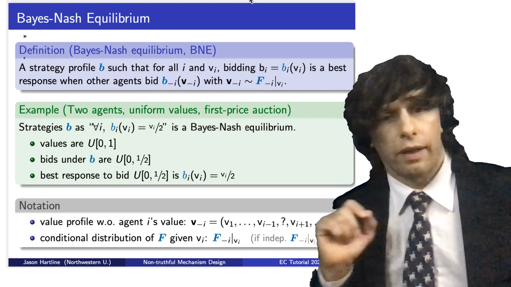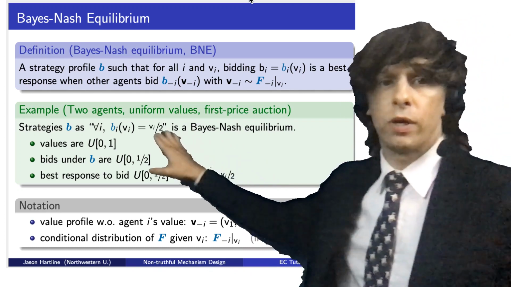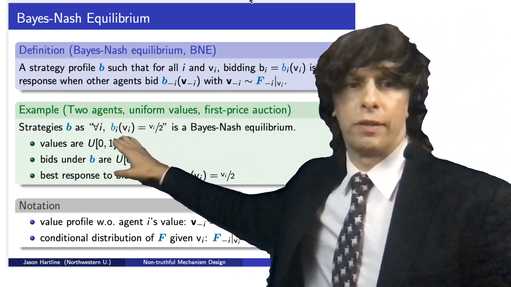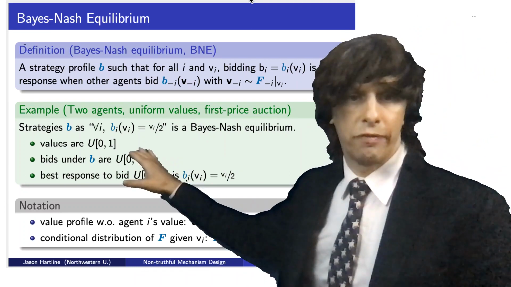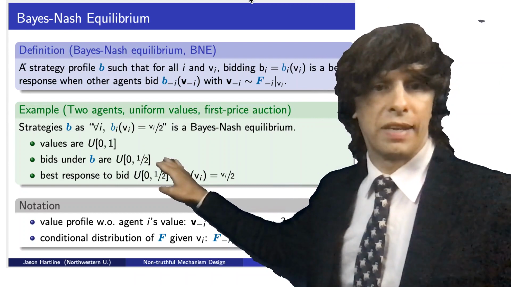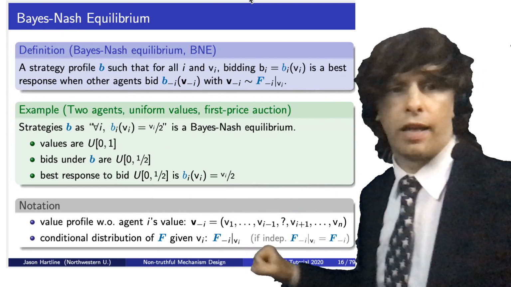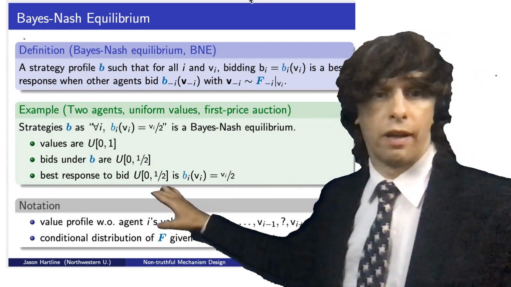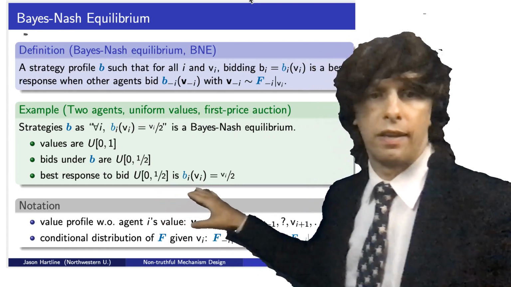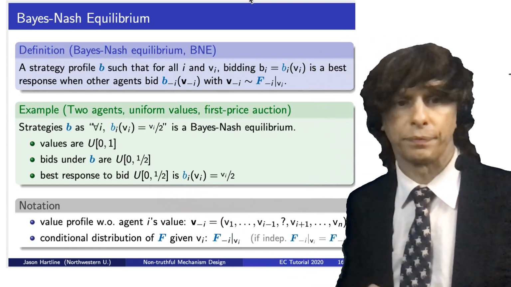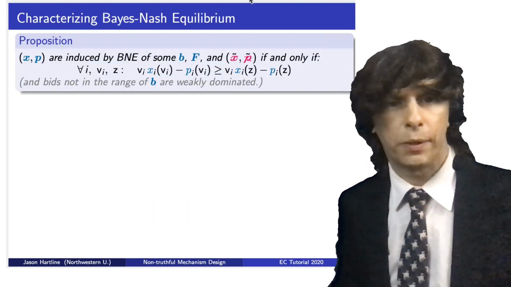So for our example of two agents, uniform values in the first price auction, as we've seen before, the strategy where all bidders bid half their value is a Bayes-Nash equilibrium. The values here we've assumed are uniform on [0,1]. So the bids under this strategy profile are uniform on [0,1/2]. And as we saw, the best response for any player when the other player is bidding uniform on [0,1/2] is to bid half of your value. So that's what Bayes-Nash equilibrium is.